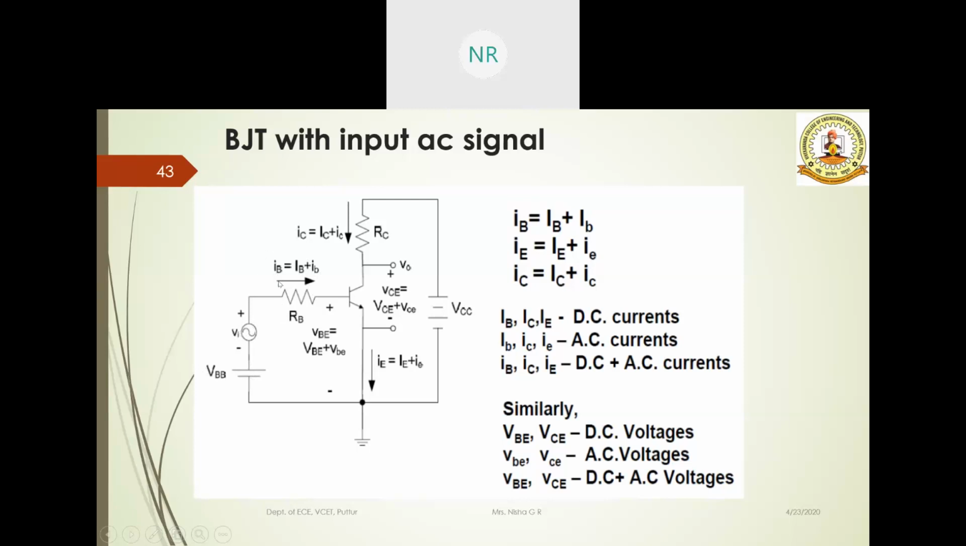So what is this iB then? Small letter i and subscript capital letter B. This is nothing but the instantaneous current flowing, that is the total current flowing because of the AC component and because of the DC component. So this is regarding the base current. So iB is the instantaneous current, capital letter IB is the DC component, small letter ib is the AC component. So this particular picture shows the combination of DC as well as AC.